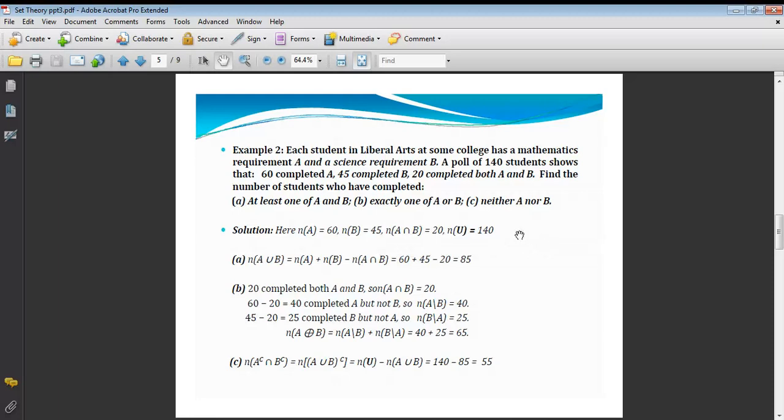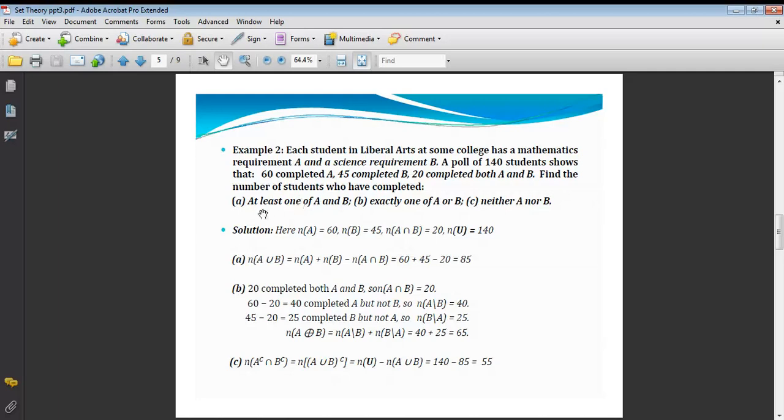Next example: each student in a liberal arts program at some college has a mathematics requirement, capital A, and a science requirement, capital B. A poll of 140 students shows that 60 completed A, 45 completed B, and 20 completed both A and B. Find the number of students who have completed at least one of A and B, exactly one of A or B, or neither A nor B. That is what you have to find out.